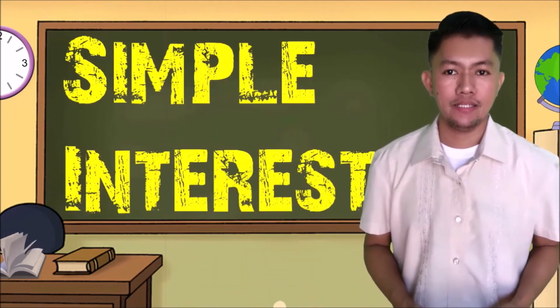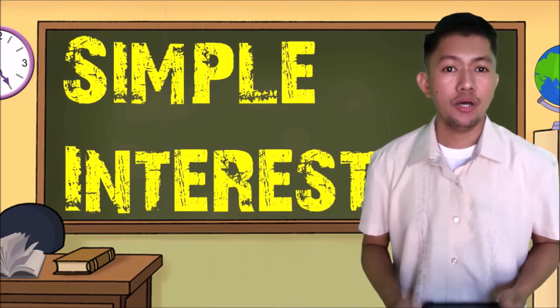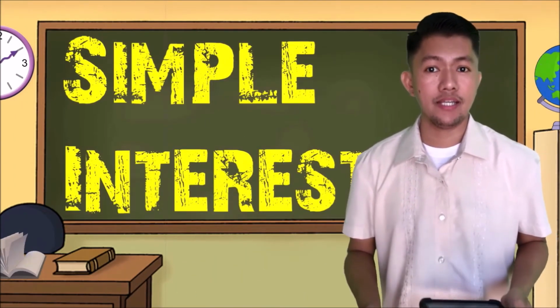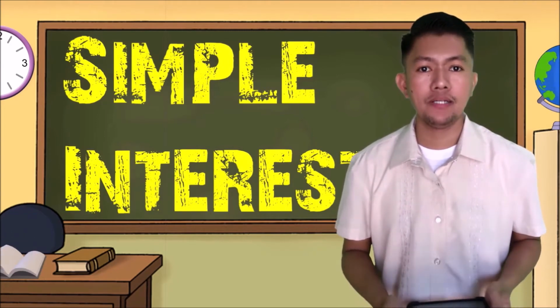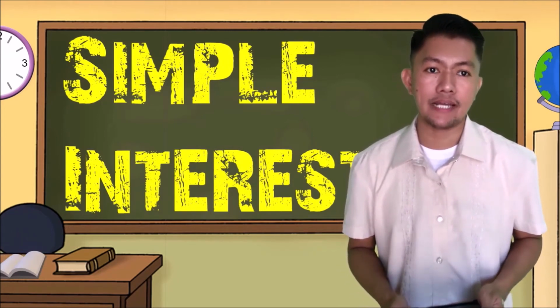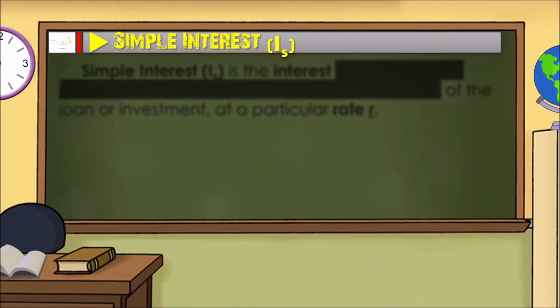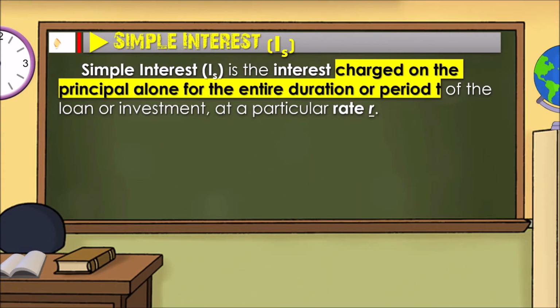Simple interest. For every financial transaction, whether you borrow or invest a certain amount, a corresponding percentage of the principal called interest is being paid. Simple interest is the interest charged on the principal alone for the entire duration or period T of the loan or investment at a particular rate R.